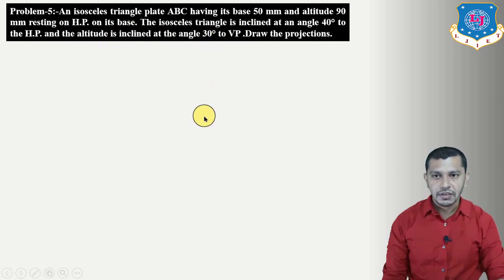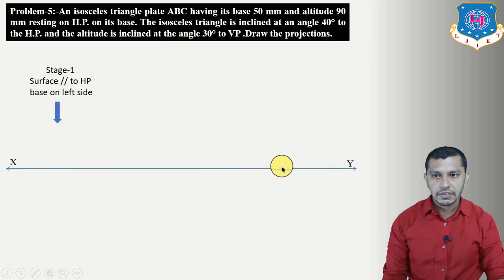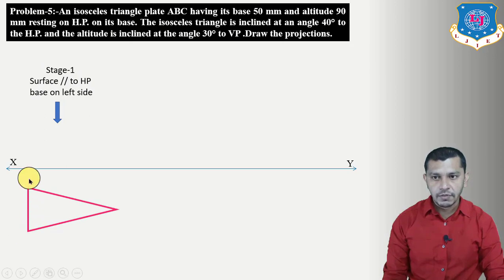Draw the projections. So let's start by drawing the XY reference line, and in the first stage, as the isosceles triangle is resting on the horizontal plane, we have to assume the isosceles triangle plane parallel to the horizontal plane in the first stage and perpendicular to the vertical plane. Here right now the isosceles triangle is resting on its base, so we have to show the base on the left hand side of the drawing. So assume surface parallel to HP by taking base on the left hand side. So draw isosceles triangle having base 50 mm and altitude 90 mm. So this will be our altitude.